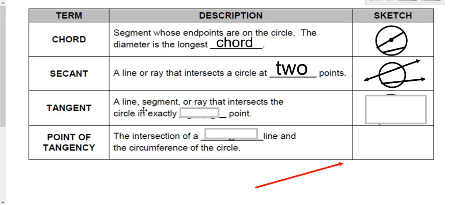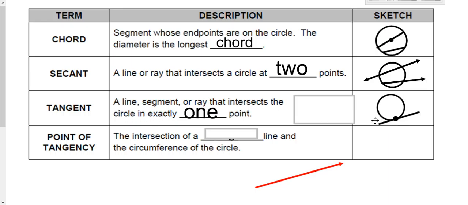Tangent, we've seen before, is a line, a segment, or a ray that intersects the circle in exactly 1 point. So here's a picture of a segment, or you can put arrows on it, right? It just intersects at 1 point. We're going to see some special properties about tangents in this lesson. And then, of course, the point of tangency is the intersection of the tangent line and the circumference of the circle. The 1 point there is the point of tangency.